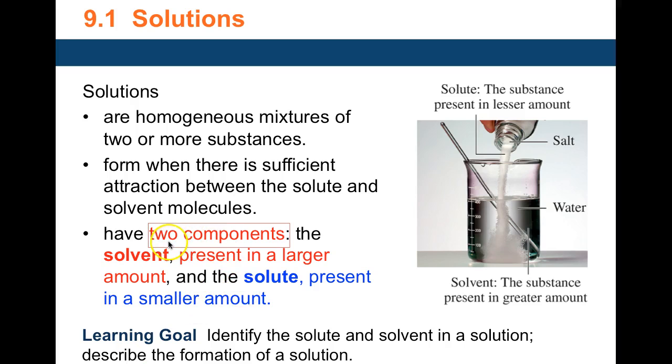So a solution has two things in it. It has the solvent. Solvent is always going to be something which is in larger quantity. So remember that. Solvent, large. Solute is the smaller quantity. All right. So here you see a sodium chloride solution where the sodium chloride is being added to water. So water is in the larger quantity, that's the solvent. The solute is in the lesser quantity, and so the sodium chloride, the salt, is the solute.